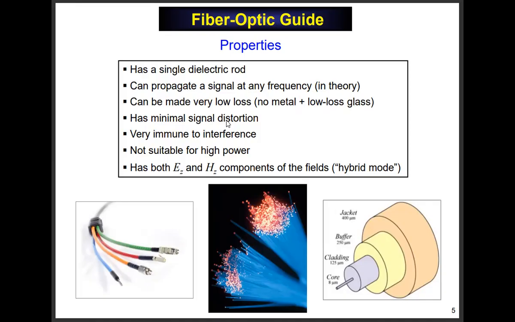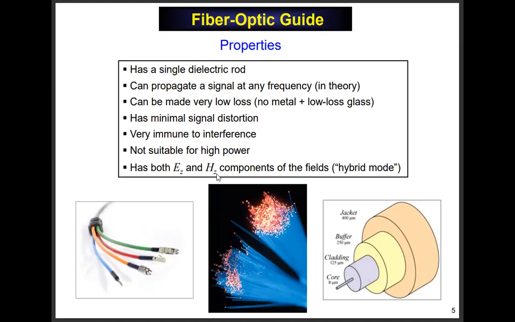It has minimal signal distortion, right? Usually not very much. Very immune to interference, and that's because of the internal reflection effect, which I'll explain in a second. Now, it's definitely not suitable for high power. It's only used for signal propagation, not for power flow. Coax can be used for either one, but this is only used for sending a signal from point A to point B, not to transmit power.